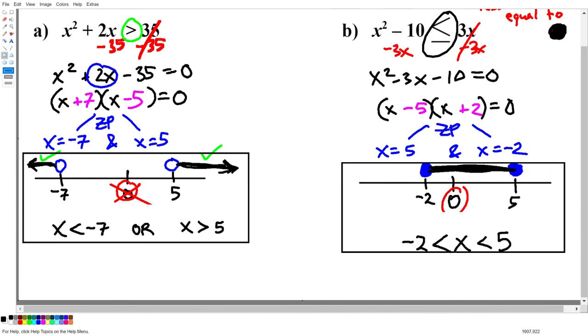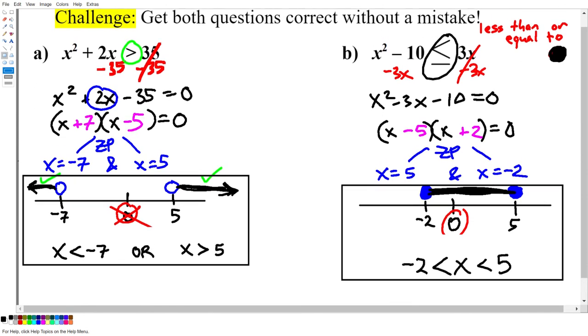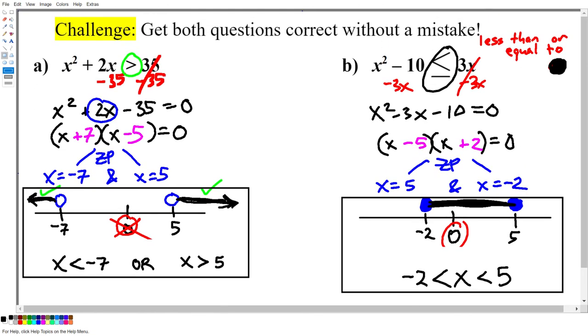So if you got both of these questions correct, incredible. Good job. And that is where we're going to stop for today.